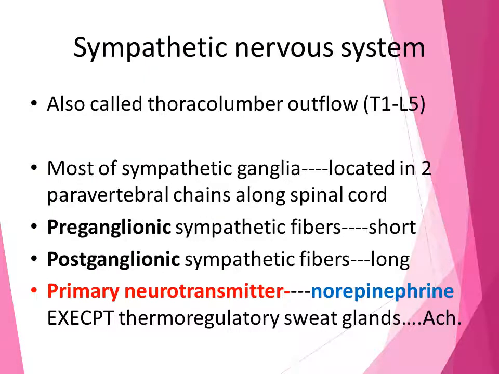Before starting today's topic, I would like you all to please quickly revise with me some basic things about the sympathetic nervous system. The sympathetic nervous system is also called the thoracolumbar outflow that extends between T1 to L5. Most of the sympathetic ganglia are located in the prevertebral chain along the spinal cord. There are two types of sympathetic fibers: preganglionic and postganglionic. Preganglionic fibers are usually short and the postganglionic sympathetic fibers are long. The primary neurotransmitter is norepinephrine, except in thermoregulatory sweat glands, in which the postganglionic sympathetic fibers release acetylcholine.